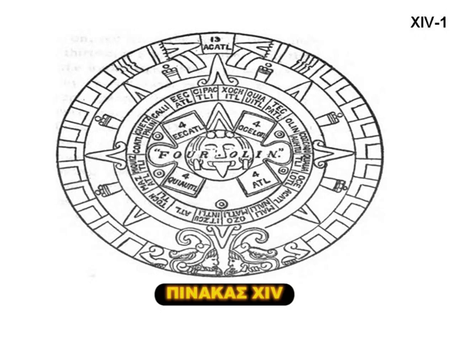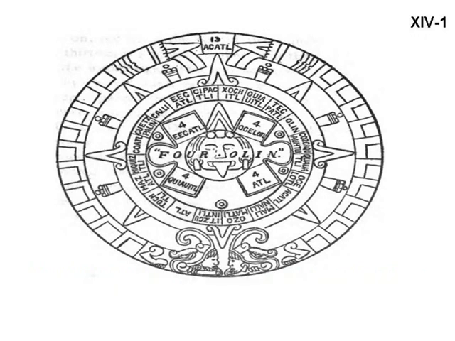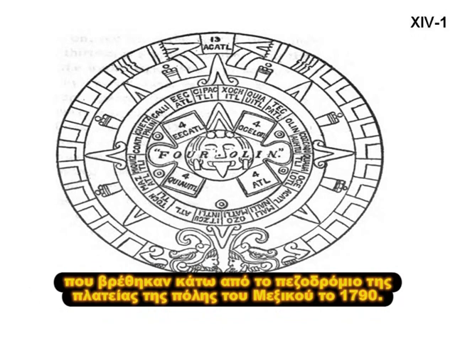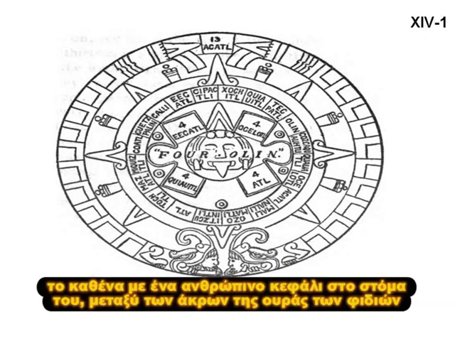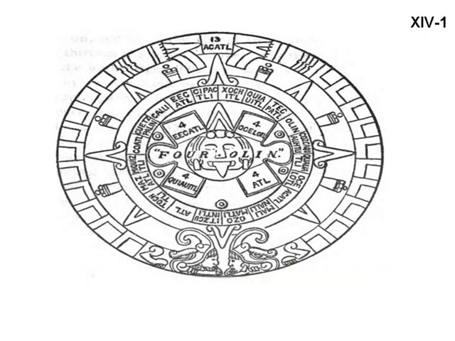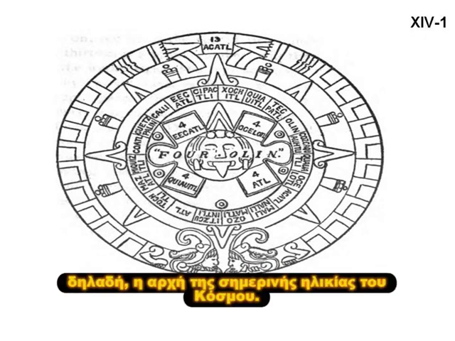Plate 14. The Aztec calendar stone, one of the two monuments, see Plate V for the other. Found beneath the pavement of the plaza of the City of Mexico in 1790. The outer band of decoration is formed of two fire snakes, each with a human head in its mouth. Between the tips of the serpents' tails is a glyph giving the date, 13 Acatl, of the historical sun, that is, the beginning of the present age of the world.